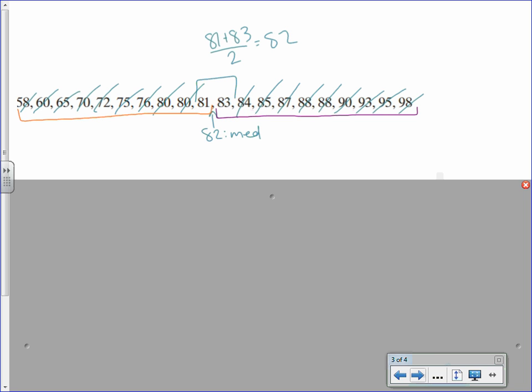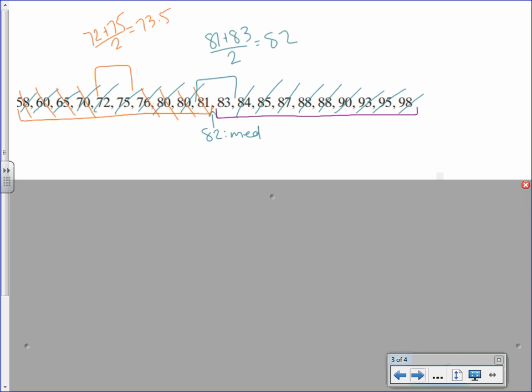Okay, so I'll do the left side in this red. So again, I start on either side, work my way to the middle. Again, I have 2 left over. So up here, I'm going to have to do 72 plus 75 over 2. And that will give me 73.5.